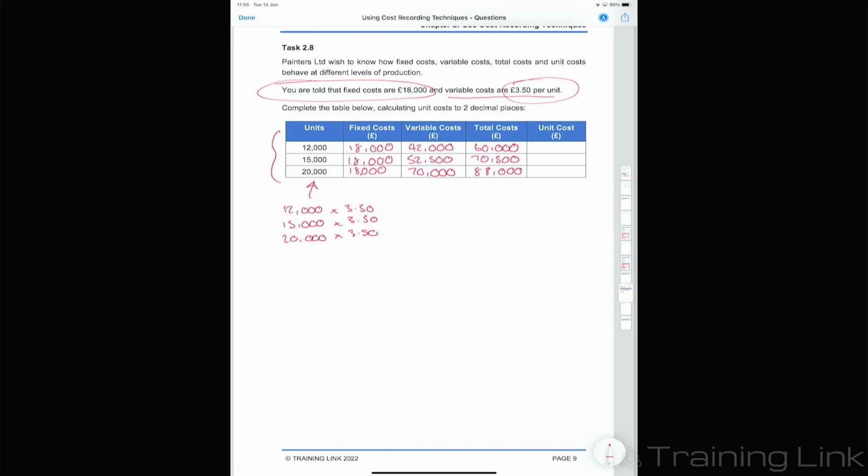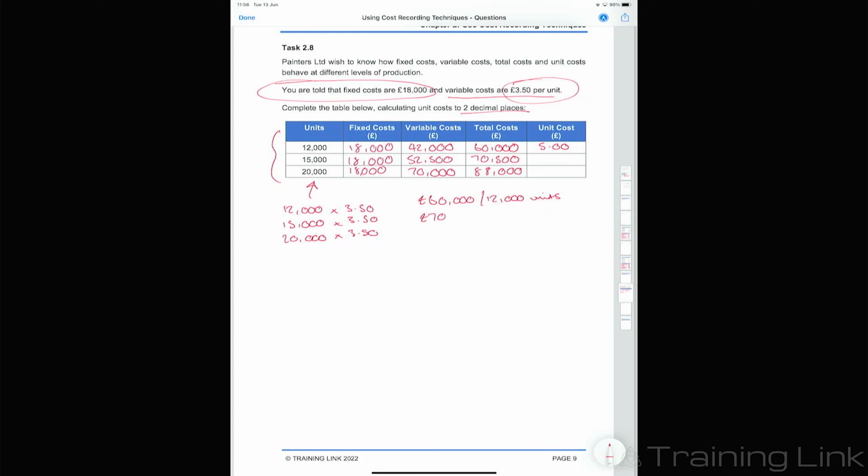Next, we then need to look at creating a unit cost for each of those levels of output. So we know that the total cost for 12,000 units is 60,000. Okay, if we divide that by 12,000 units, that will give us our unit cost, which should be £5. Note that we have to add these into 2 decimal places, so don't forget to put 00 if you have to.